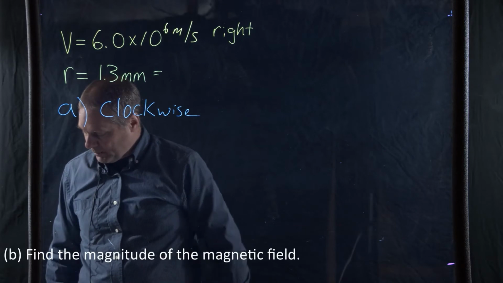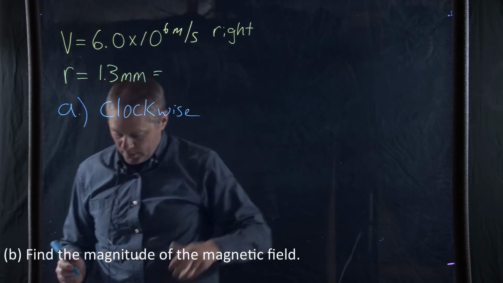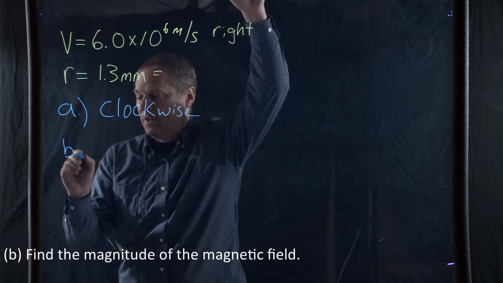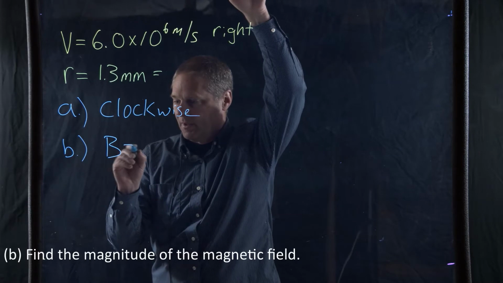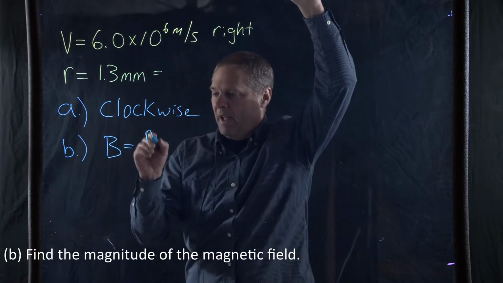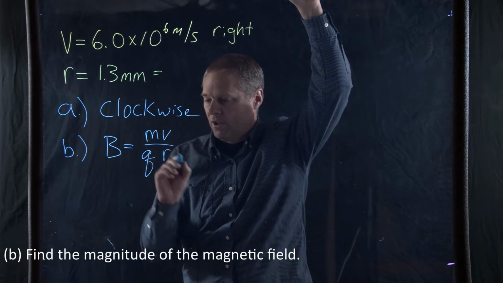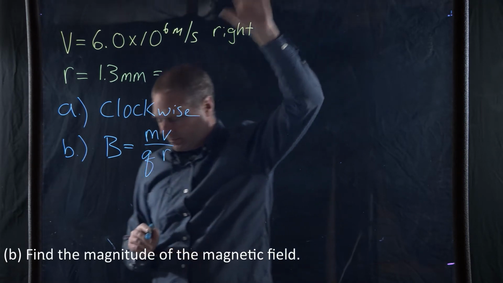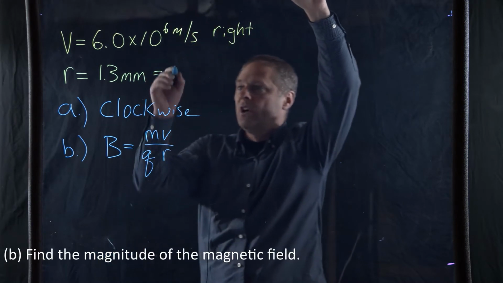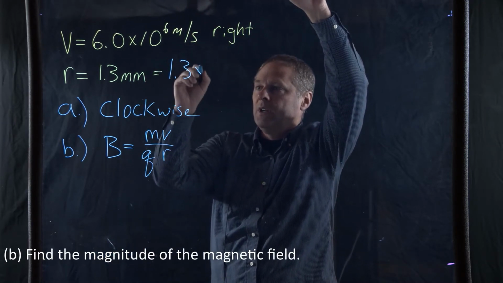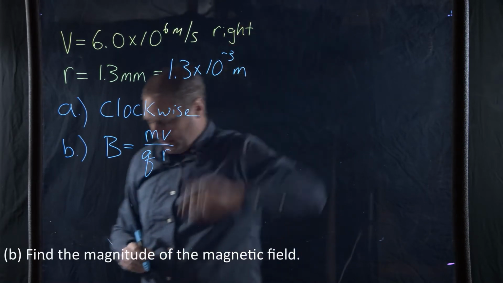B says, find the magnitude of the magnetic field. In order to find the magnitude of the magnetic field, we are going to use the equation that B is equal to mass times velocity all over the charge times the radius. Remember, the radius in this case was given as 1.3 millimeters, so this is equal to 1.3 times 10 to the negative 3rd meters.